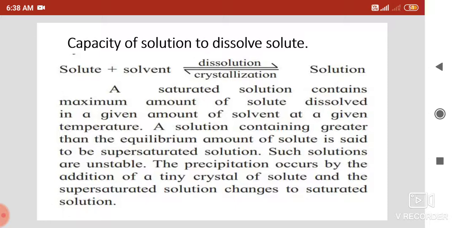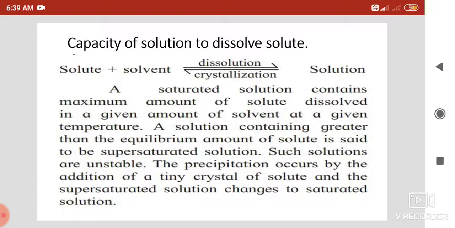In the last video, we discussed the types of solutions. A solution contains solute and solvent. When solute gets dissolved in the solvent, it forms a solution. And when the solute and solvent get separated from the solution, it is called crystallization.